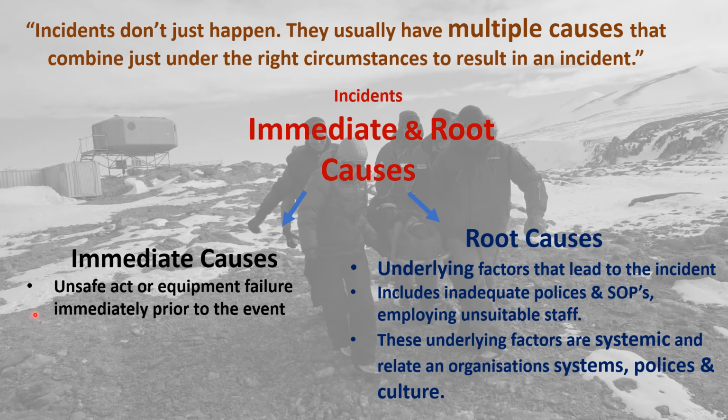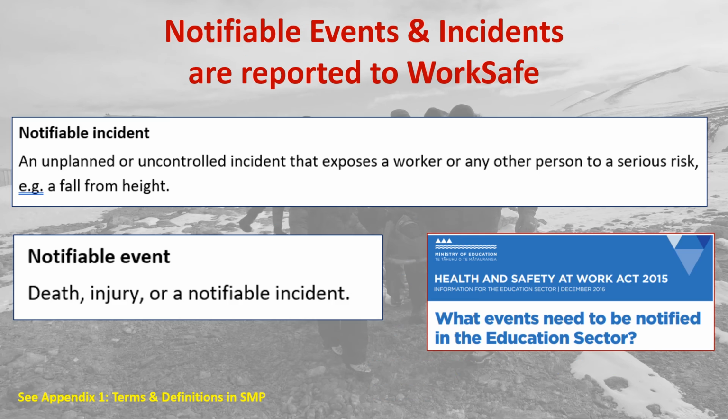And these underlying factors are usually systemic, so they're part of a system that's led to a failure. And that might be within policies and staff training or staff culture. As mentioned earlier, notifiable events are reported to WorkSafe, and they are divided into 2 categories.